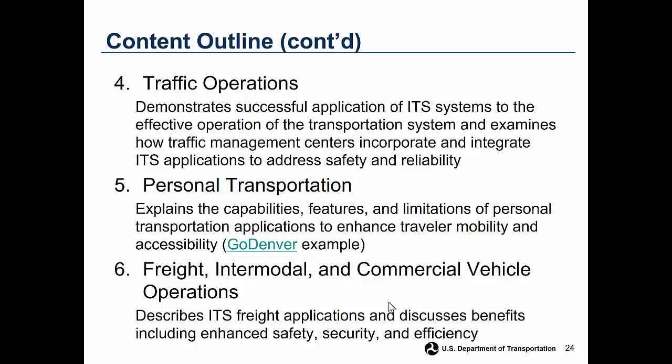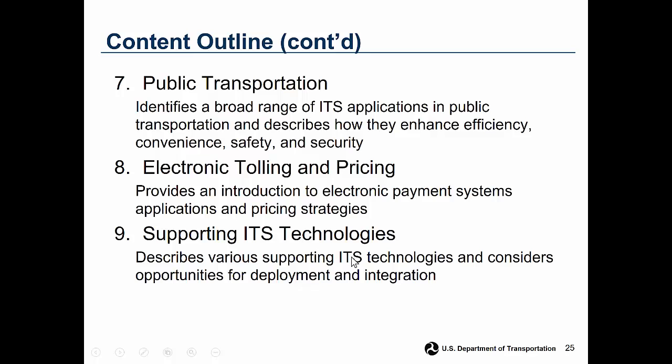Module 5 looks at what they call personal transportation. A lot of this is about applications for an individual traveler to help them understand things like travel time, fares, things of that nature. It's looking not so much at managing the system, but rather at how I help a user manage their trip. In 6, we'll look at freight, intermodal, and commercial vehicle operations. A lot of applications in ITS are about how we move freight more efficiently and more safely. In 7, we'll look at public transportation. Again, a big area in ITS is how to use these technologies to make public transportation more efficient and more attractive to users.